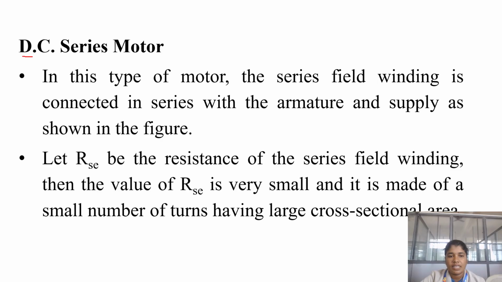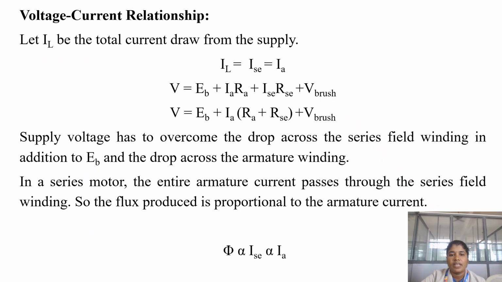In the DC series motor, the series field winding is connected in series with the supply. RSE is the resistance of the series field. RSE is very small. It is made of a small number of turns with a large cross-sectional area. The total current is equal to IA plus ISE.